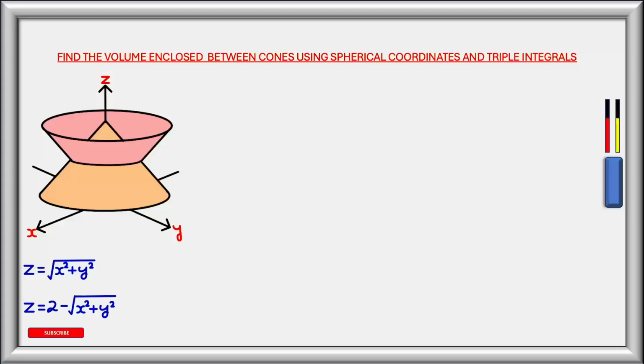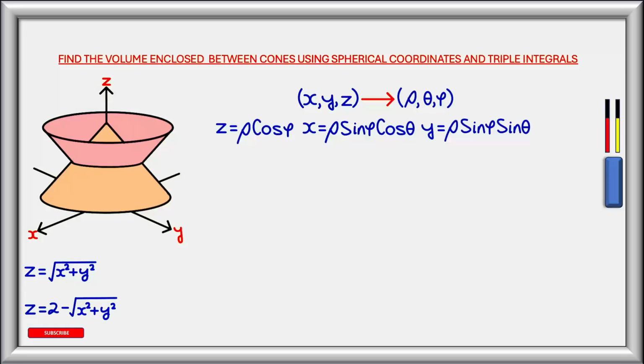Our first step in finding the enclosed volume is to convert the Cartesian equations of the cones into spherical coordinates. So we need to convert all the x's, y's and z's to rho, theta and phi. And we do this by making a substitution for z equals rho cos phi, x equals rho sin phi cos theta, and y equals rho sin phi sin theta.